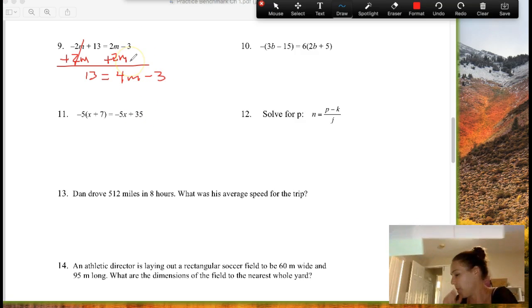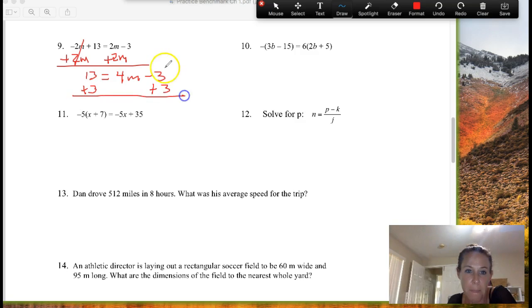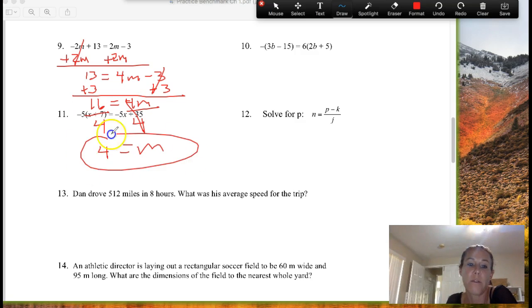Now m is still not by itself, so I got to get rid of this 3. Peel off the addition and subtraction before you do this division. So add 3 to both sides. Then I'm going to get 16 equals 4m. Now my last step is 4 is multiplied by m, so divide both sides by 4. Opposite of multiplication is division, and I'm going to get m equals 4, and you're finished.